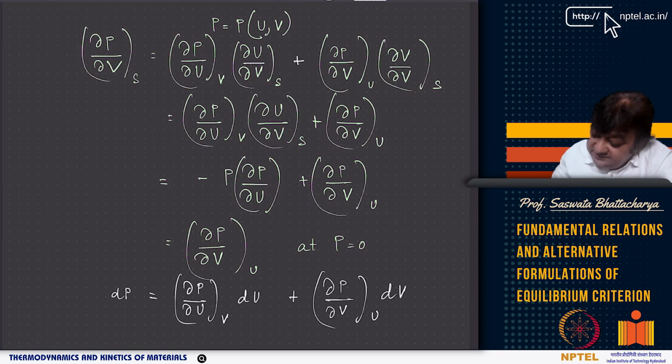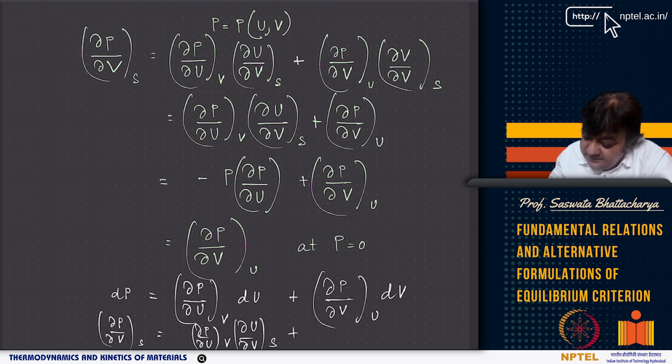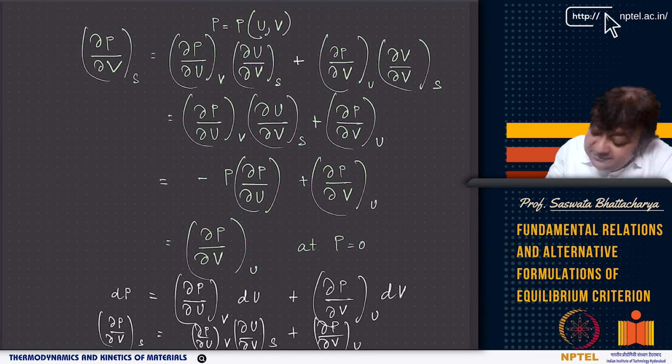So now this implies ∂P/∂V. When I do ∂P/∂V, what I am fixing is S equals to ∂P/∂U at V remaining, and this becomes ∂U/∂V at S. So ∂P/∂U at V and ∂U/∂V at S, plus ∂P/∂V at U, and this is ∂V/∂V at S, which is basically equal to 1, right?